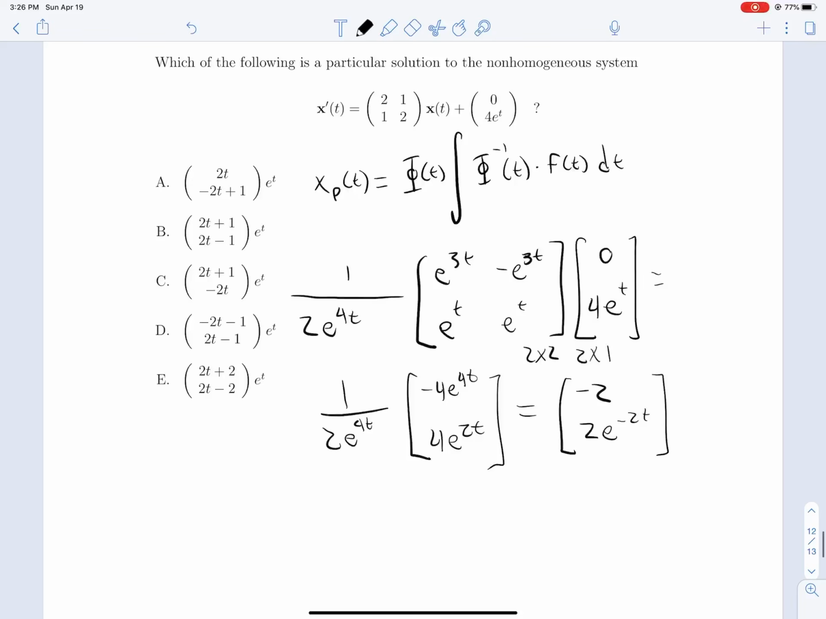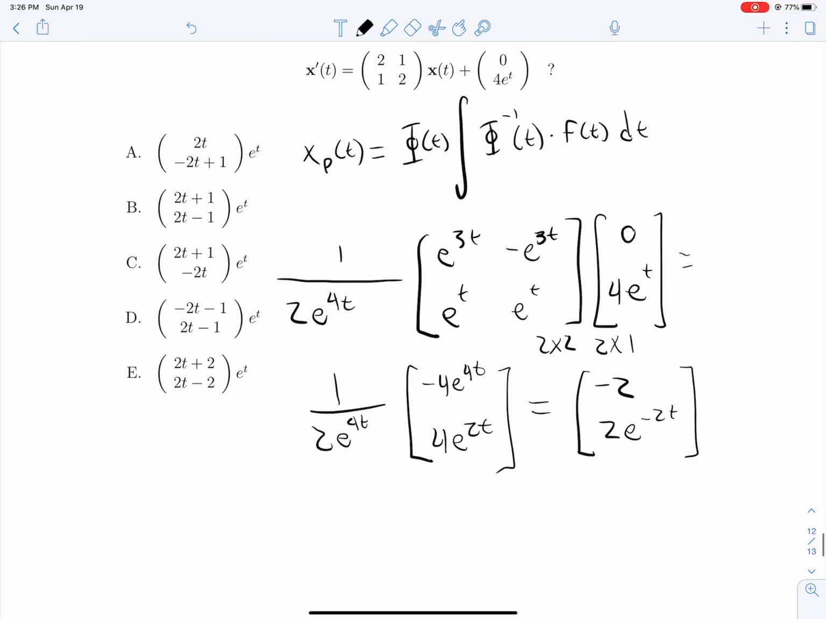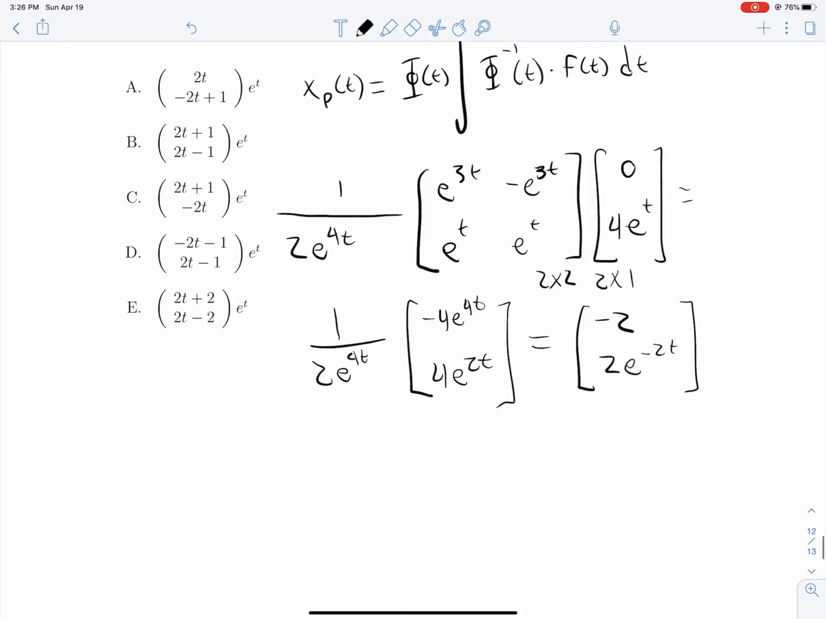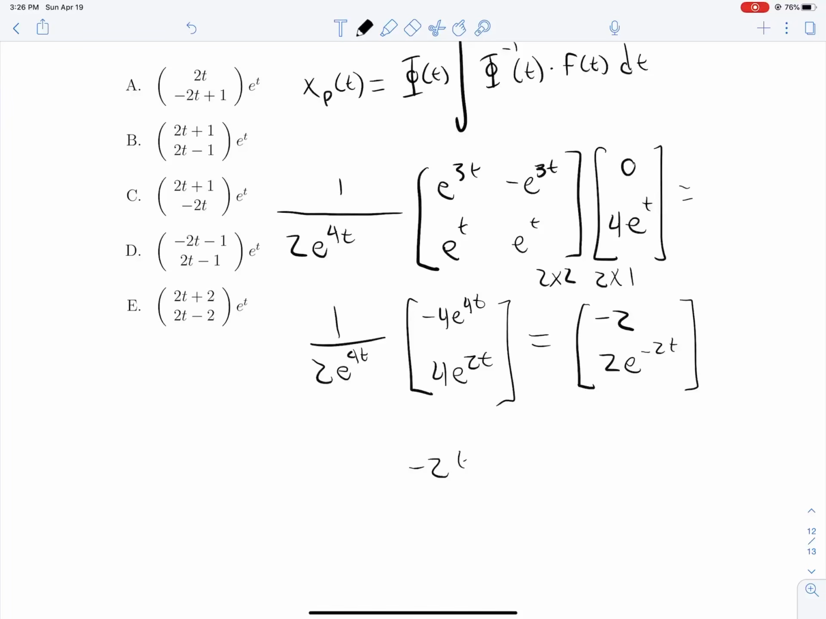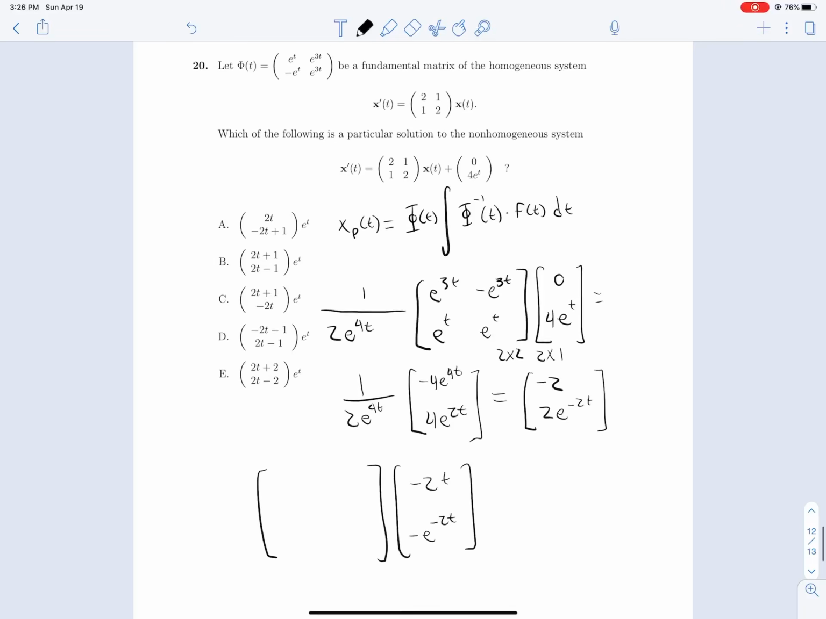So now we're taking the integral of this and we're going to multiply that result by our fundamental matrix and we will have a solution. So this integrated, and we're, for whatever reason, not caring about the c's and any constants that we get from this integration, we get negative 2t and negative e to the negative 2t. That works, right? Yeah, that looks good.